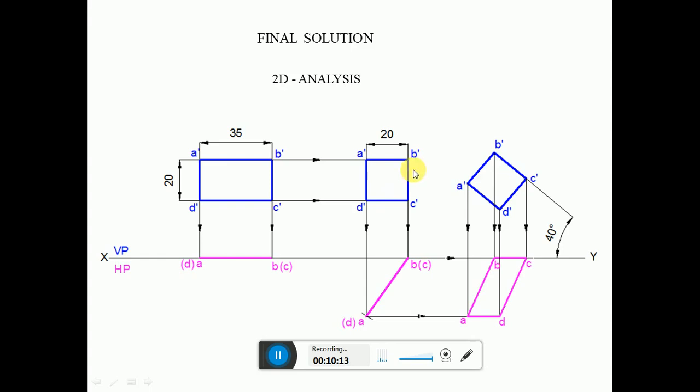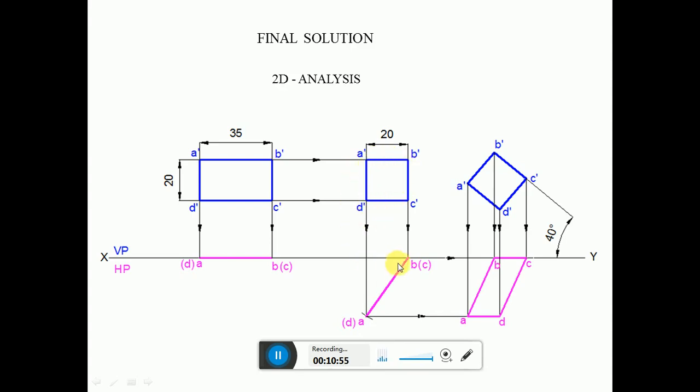So draw a vertical, since B dash C dash is resting on VP, so obviously the BC will be on HP. So that point which is parallel to VP. Then draw a vertical projector from A dash D dash to in front of VP. Then you measure the distance from B to A by using the compass with B as center. Cut an arc on this vertical projector where it will cut this point and mark that point as AD and join A to B or B to A with a dark line. So this will be the top view when the front view becomes a square of 20 mm side.